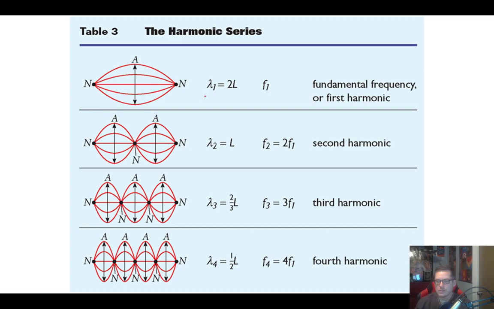We already defined that its wavelength is equal to 2L, and its fundamental frequency is defined as F1. Remember, F1 is defined as the velocity over 2L. All right, and you can keep going this way as well. Notice that in the second harmonic, it's one full wavelength. It fits into L, so our wavelength has doubled.